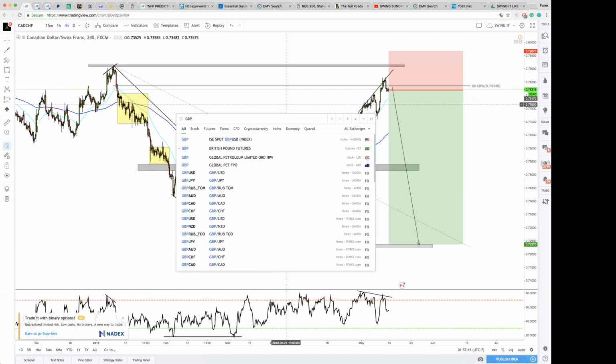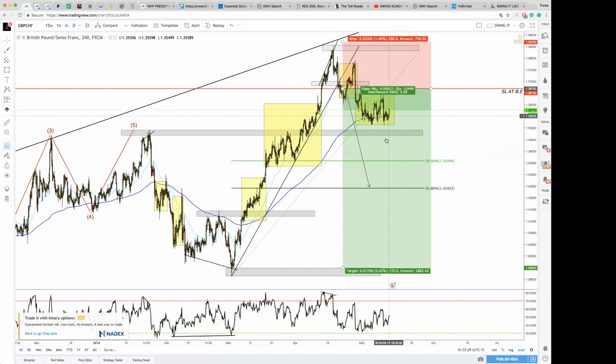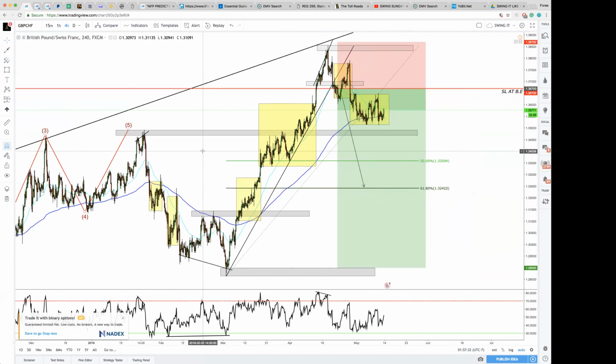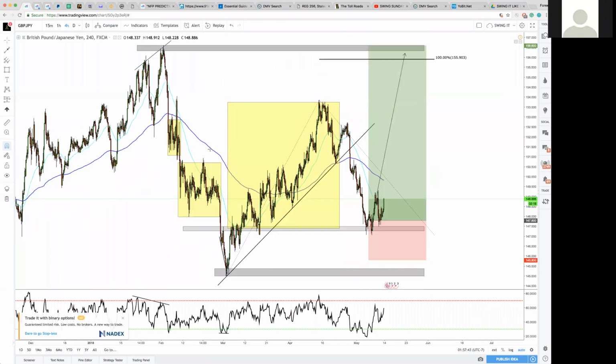GBP CHF. All right, GBP CHF is on a nice drop, as we've seen. We want to see more drop, probably like 50%. Probably a W and then buy in. But right now, all we have to do is wait for it to drop a little bit more before we even consider buying. All right, now GBP JPY is on the other.